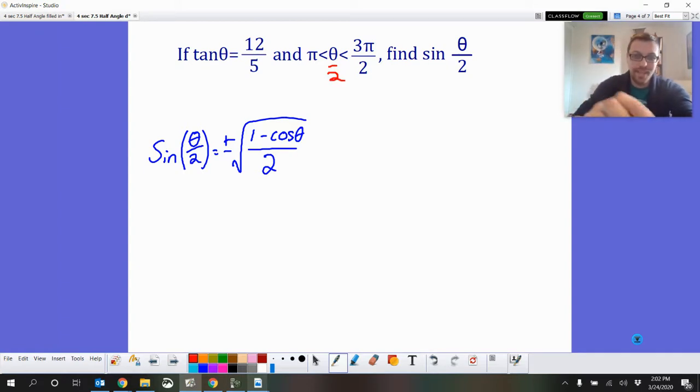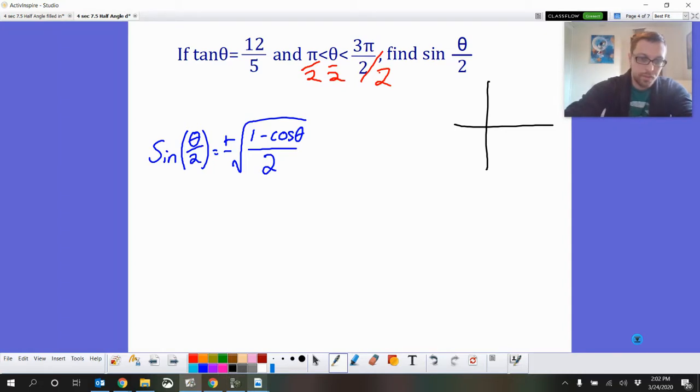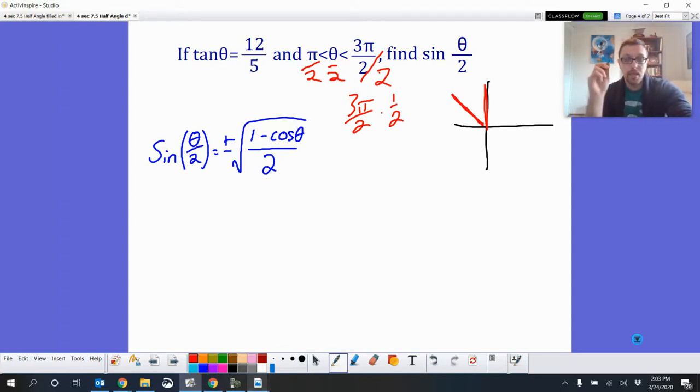Aha! Well, you can't do that. You got to do it to everybody. So you got to divide all of these things by 2. So you've got a pi over 2, and I'm just going to make a little graph off to the side here. So theta over 2, that's going to be right here, and then 3 pi over 2 over 2. So that's 3 pi over 2 times 1/2. So that's 3 pi over 4, right? 3 pi over 4 is right here. So we know that our angle is somewhere in here.